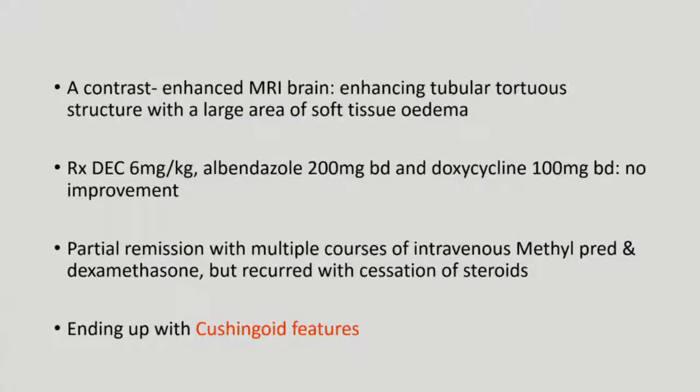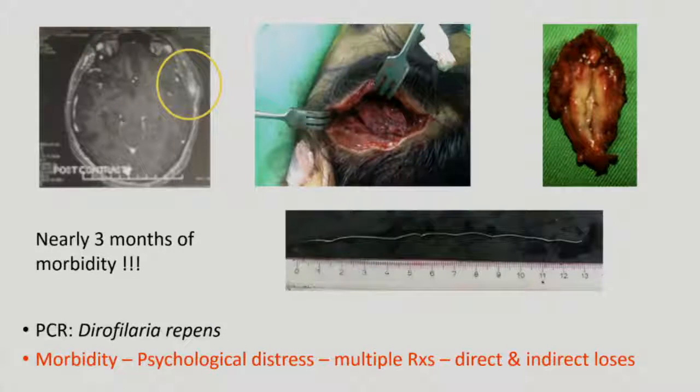A contrast-enhanced MRI scan was done. There was a tubular tortuous structure in a large area of soft tissue edema. She was then treated with DEC, albendazole and doxycycline. She had partial remission with multiple steroids, including potent ones like methylprednisolone, ending up with cushingoid features. This is all what happened. So a small lump was removed by the plastic surgeons, nearly 3 months, and PCR for Dirofilaria repens. She had morbidity, psychological distress, multiple treatments, direct and indirect losses.